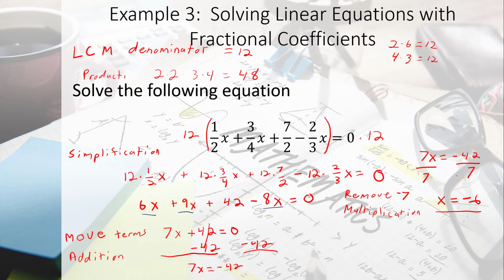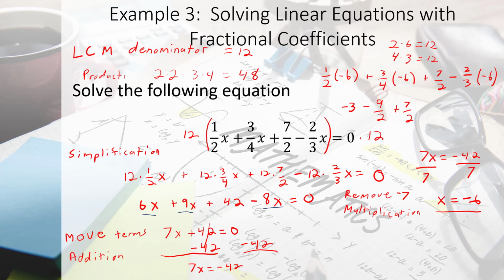Let's see if that actually makes sense. To check, we will have 1/2 times negative 6 plus 3/4 times negative 6 plus 7/2 minus 2/3 times negative 6. All right, well, 1/2 of negative 6 is negative 3. 3/4 of negative 6, well, negative 6 times 3 is negative 18, divided by 4, that is going to be equal to negative 18/4 or negative 9/2. Yeah, let's do it like that.